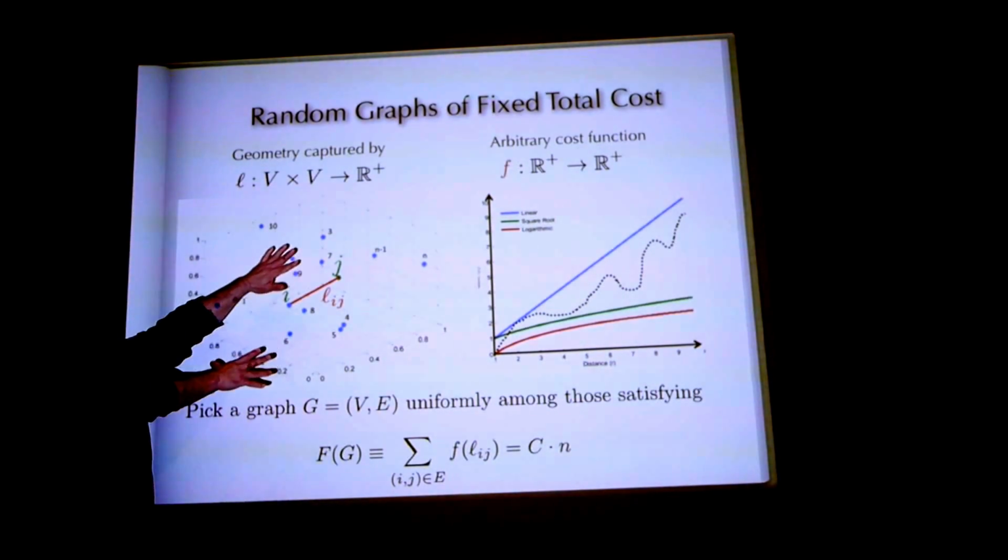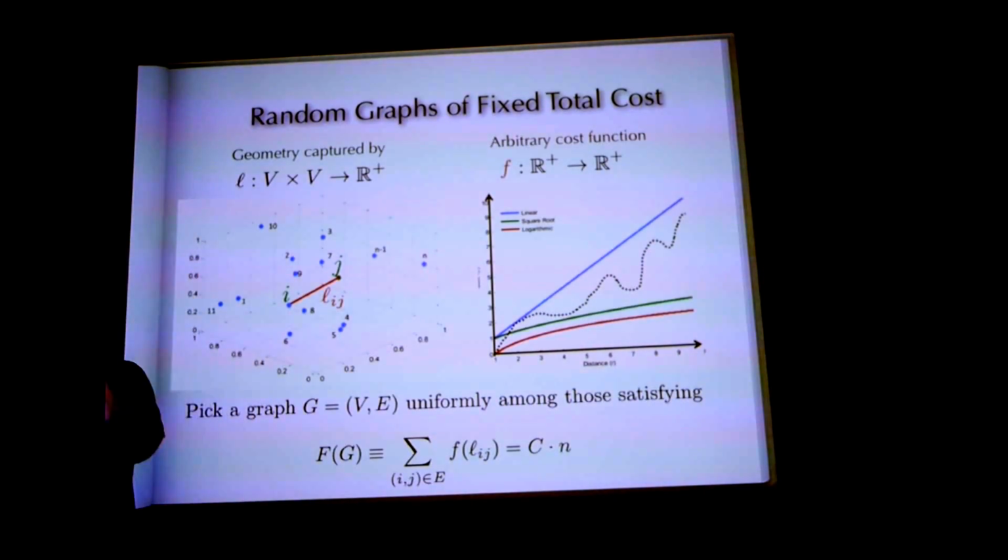It's an arbitrary function. The input to the model is this: you give me a matrix, a symmetric matrix. Vertex, vertex, number. The little triangle inequality? No triangle inequality. It is not a metric. Okay? It is not a metric.